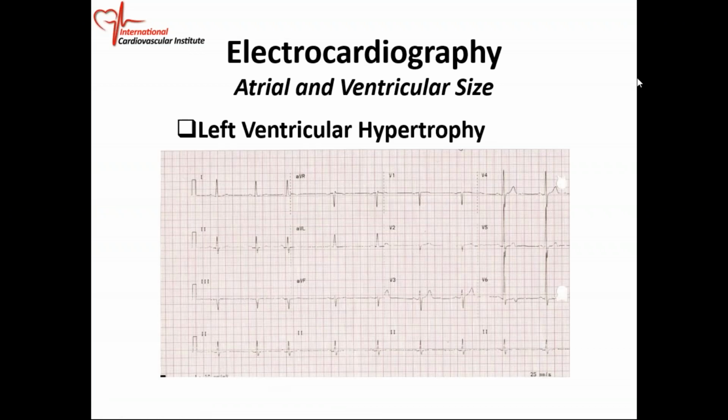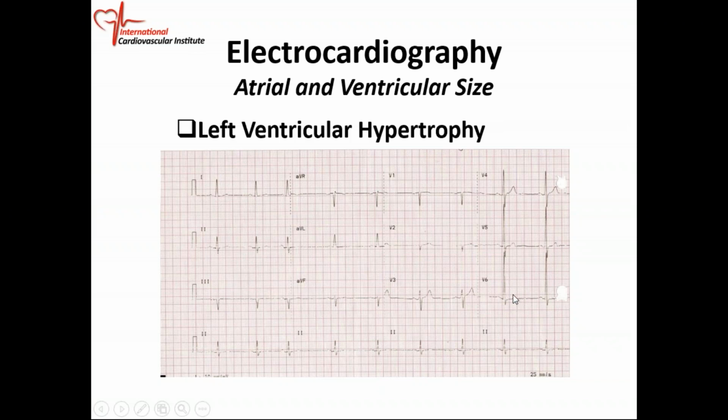I'm not sure how well this is projecting, but let's look and see what we have here. So look in V5 and V6. We have big R waves, and you can count it. Each big block is 5 millimeters. So we have 5, 10, 15, 20, 25, close to 30. And in V5, you have 5, 10, 15, 20, 25, close to 30. So you have some voltage stuff going on there.